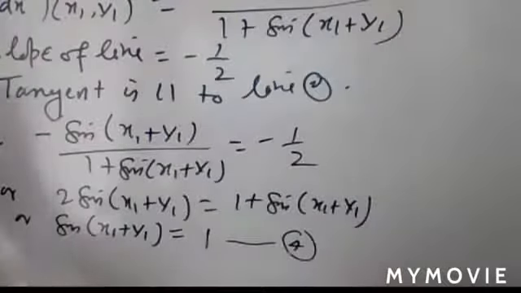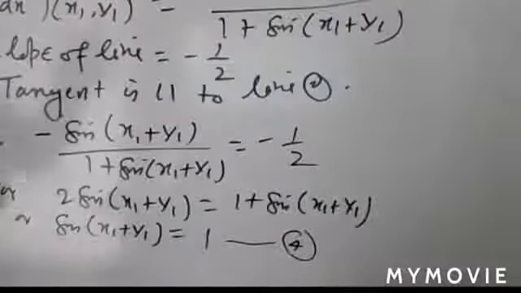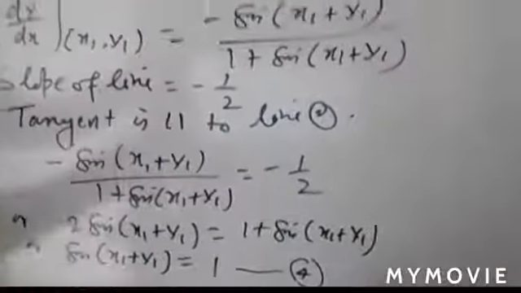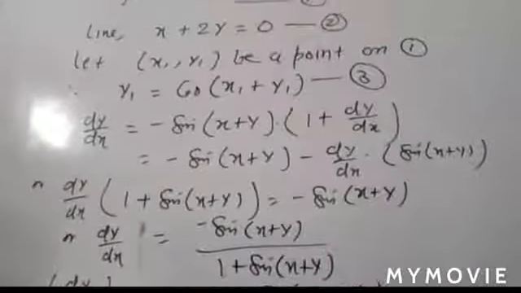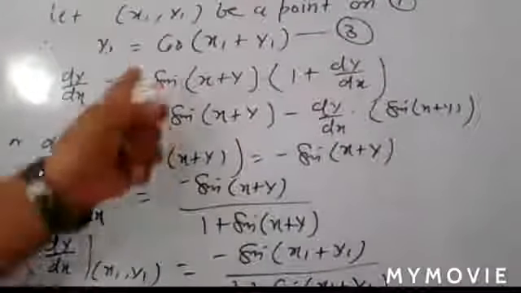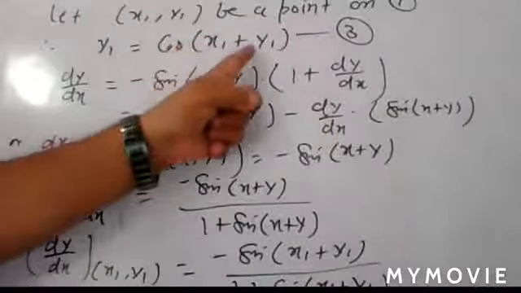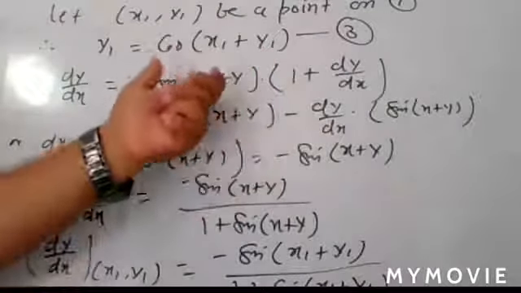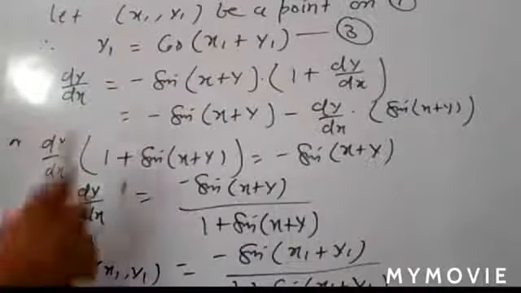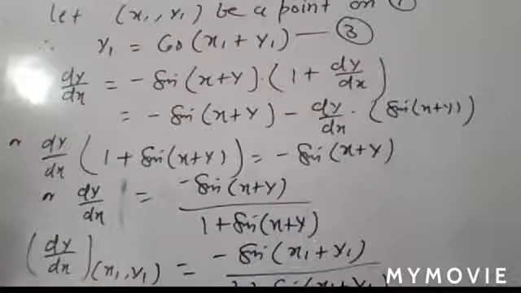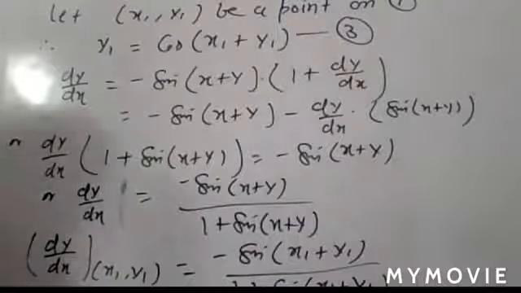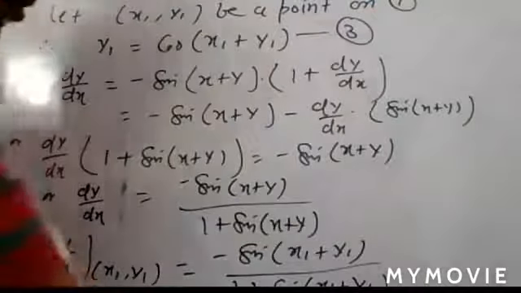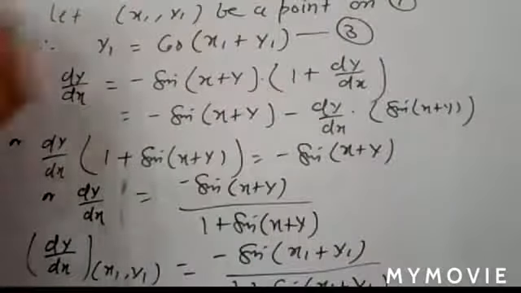And just see your third equation. What is that? y1 is equal to cos of (x1 plus y1). Means the value of cos of (x1 plus y1) is given, which is y1. And here you have the value of sine(x1 plus y1) in fourth equation. So what you're doing here is squaring and adding third and fourth. In this way, you can very easily find the value of y1.